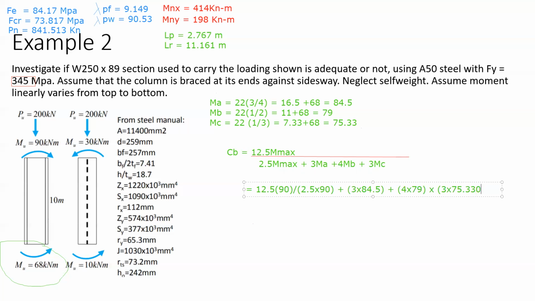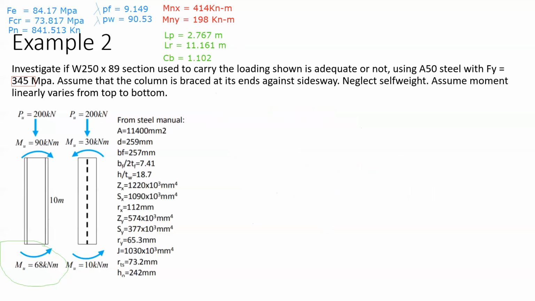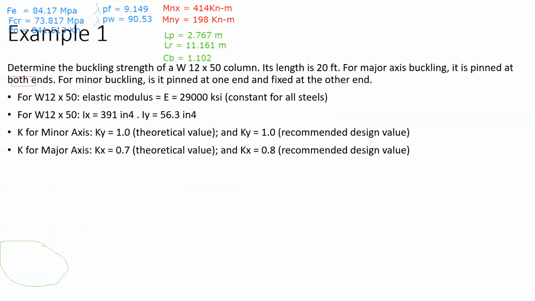So ano yung CB natin? Bali po, 1.102. 1.102. Okay. So again, let's put that here sa taas. CB is equal to 1.102. Ayan. Okay. So dahil alam na natin yung value ng CB, makukuha na natin yung moment of capacity. So let me erase this one. And let's go to our MN na page.